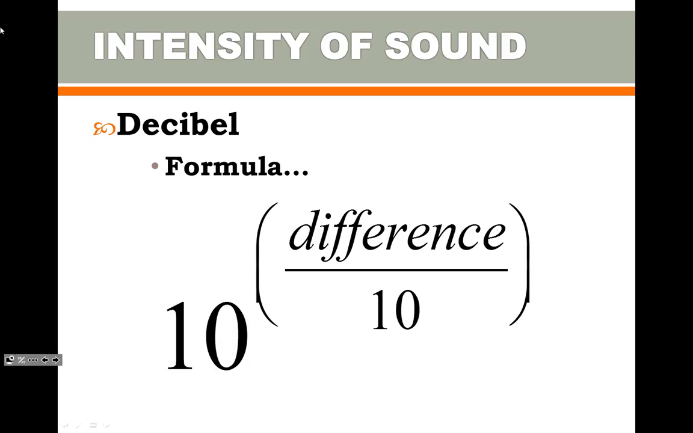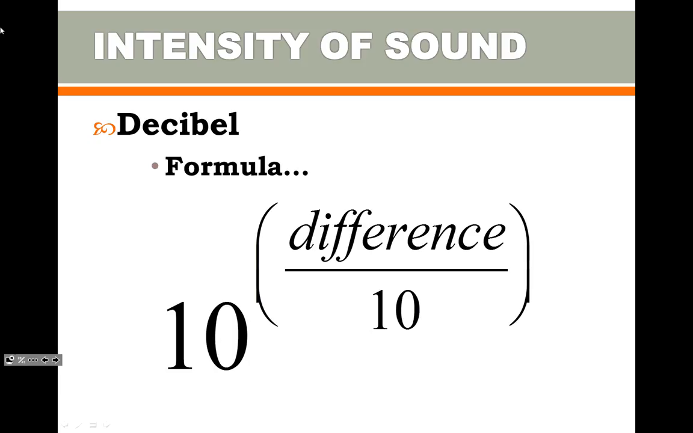I go from 20 decibels to 40. The difference is 20, right? 40 minus 20. Then you take that difference, you divide it by 10, which is 2, and that becomes your exponent. So this is 10 squared, which is 100. That's how we come up with this. Every 10 decibel increase is 10 times.